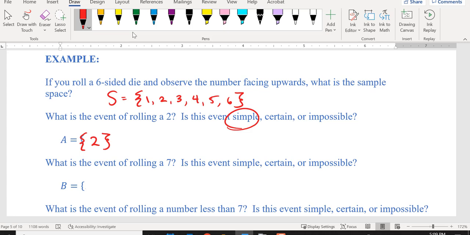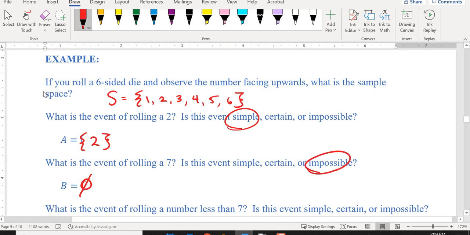Okay, next question. What is the event of rolling a 7? Okay, from our sample space, there is no 7. That event is the empty set. You can't roll a 7. It's an impossible event.